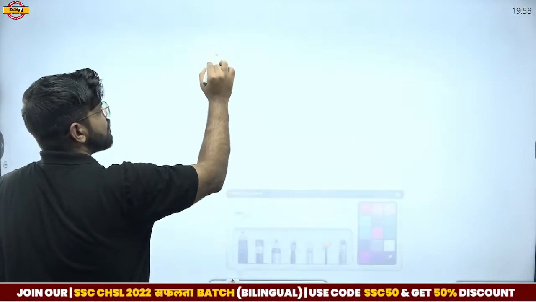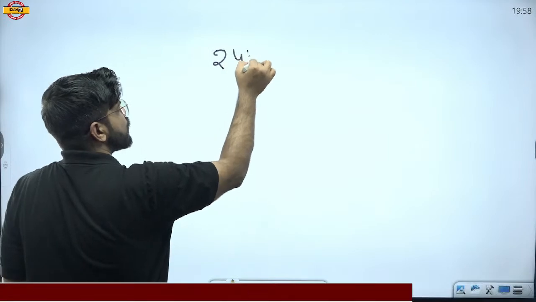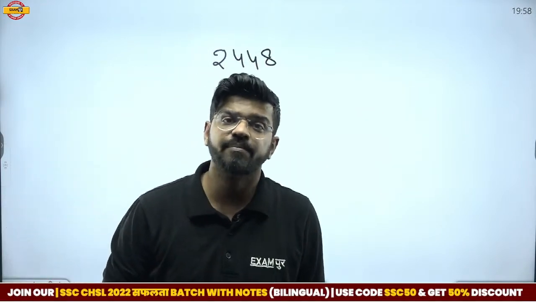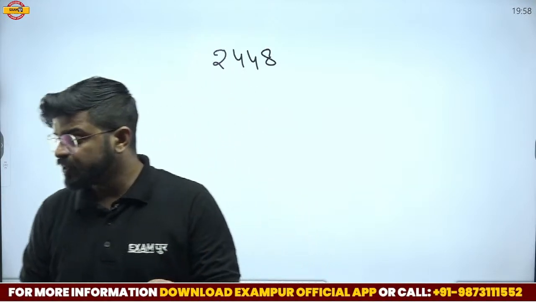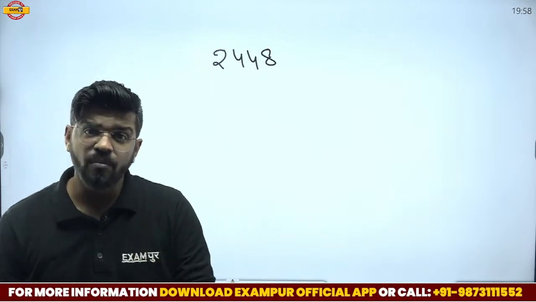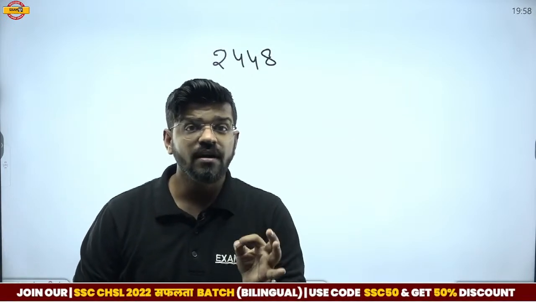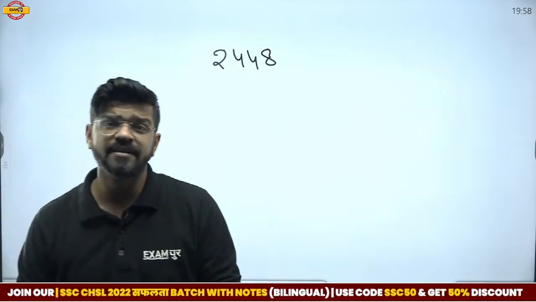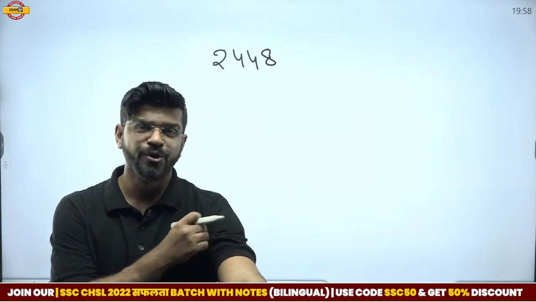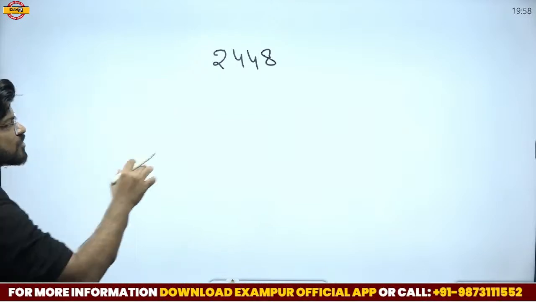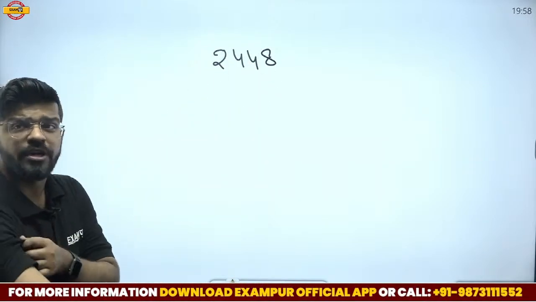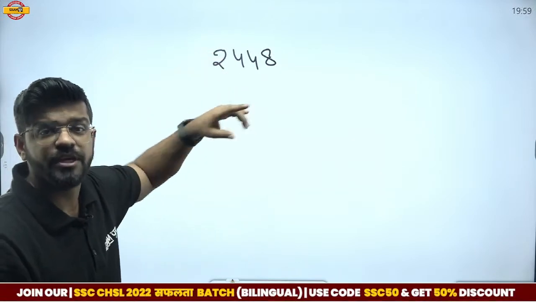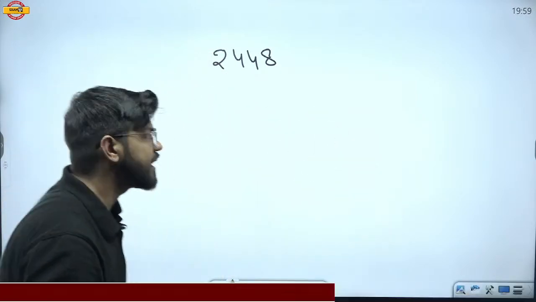Suppose there is a number 2448. Now I am going to tell you how to divide by 2. I am going to tell you that short trick that I had promised you, a short trick for square roots. There is an unknown trick for square roots that I bet 90% of you don't know. But first let me tell you how to divide by 2. You know the multiplication. Now I'm going to tell you how to divide by 2 so that you can calculate it fast in your mind.